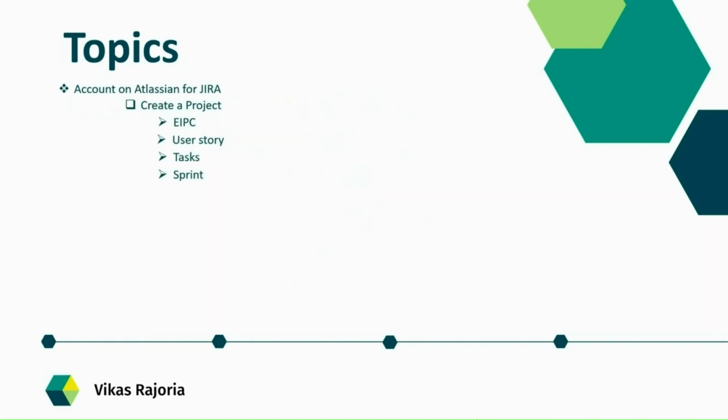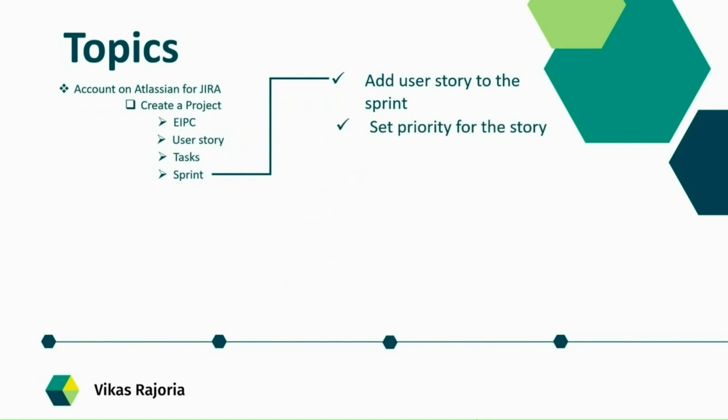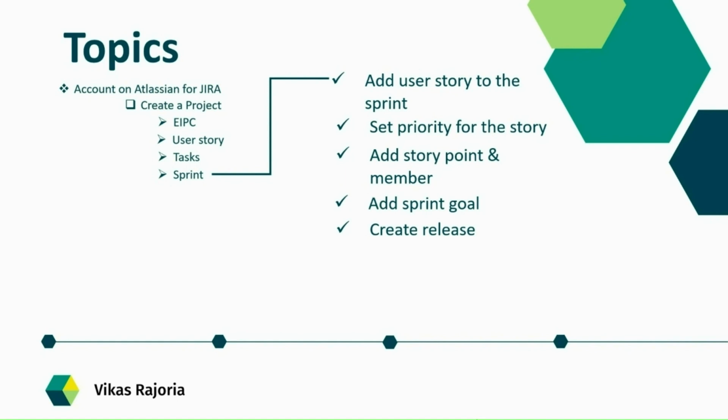Inside the sprint, we will add user stories to the sprint. Then we'll set priorities for the story. Next, we will add the points to the user story and assign those stories to the team members. Next, we will add a sprint goal and then create a release for a story. After that, we will start a sprint, change the status of a sprint, and finally close the sprint.